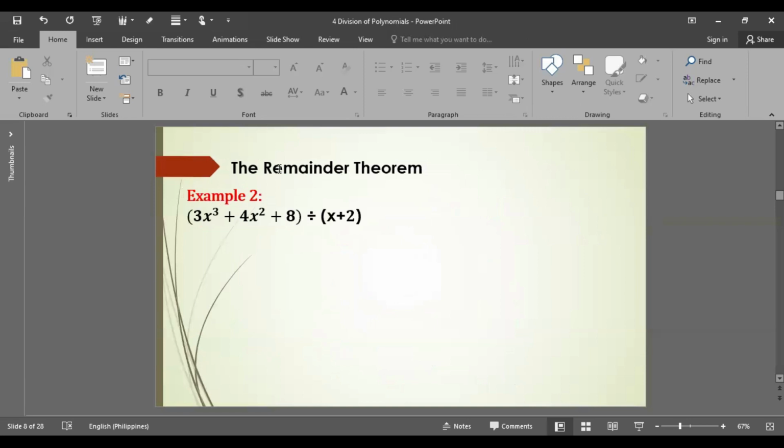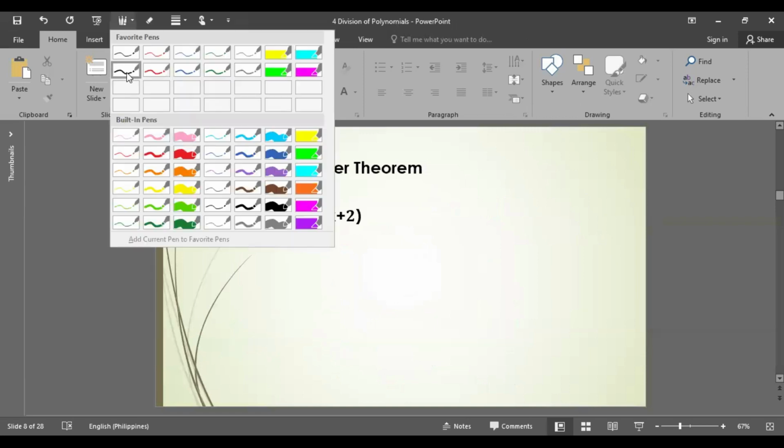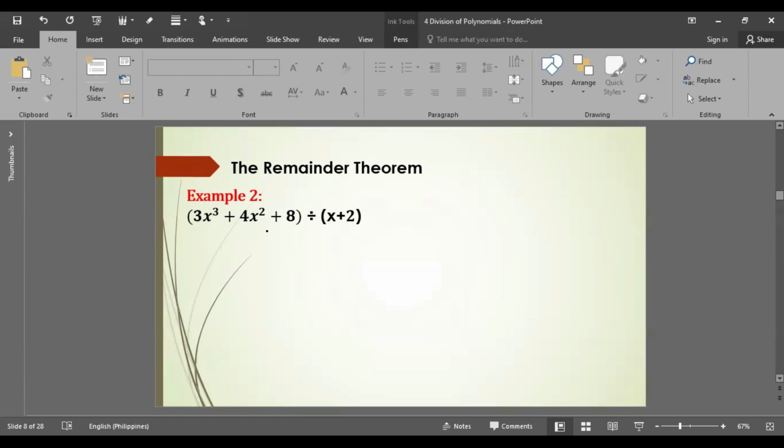Let's try another example class. So, before we perform the long division and synthetic division, let's try first to get the remainder of this by applying the remainder theorem. So, we copy p of x, then we have to replace this variable by the value of c. So, what's the value of c here? The value of c here is negative 2.